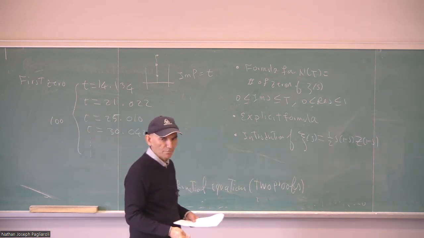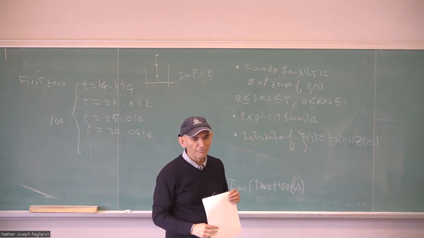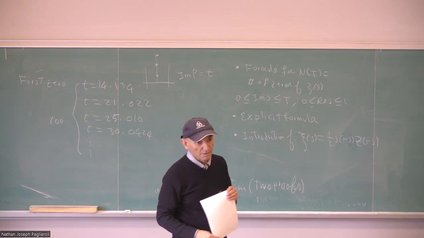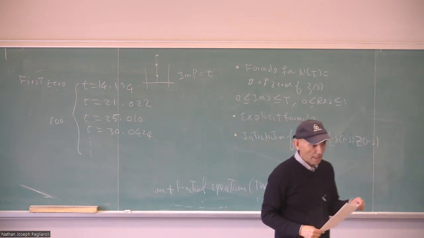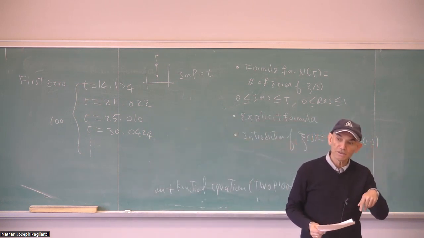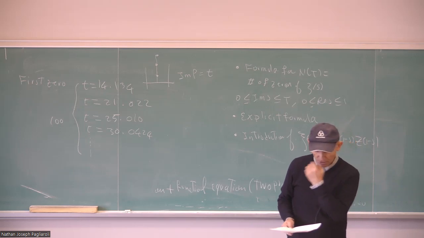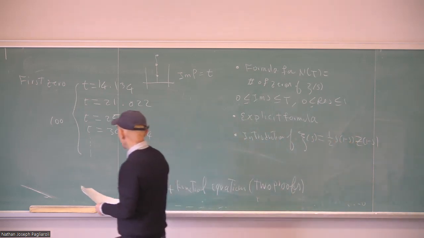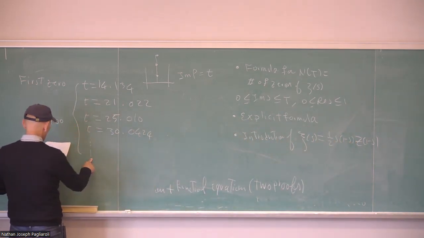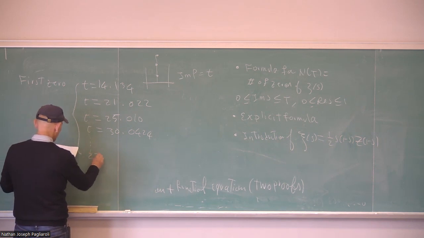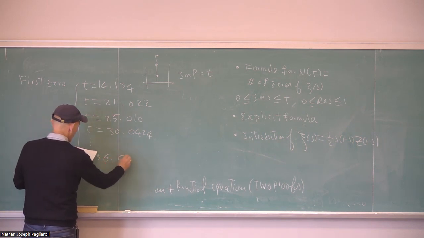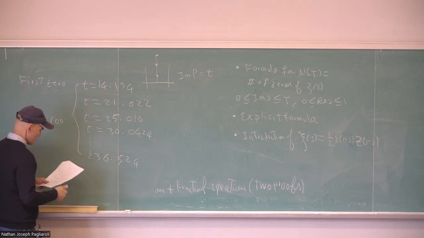There's a page belonging to this guy, Plouffe. Actually, he's Canadian. He's a virtuoso of these calculations. He gives the first 100 zeros, each of them up to 1,000 decimal places. So the last one, the 100th one, is 236.524.